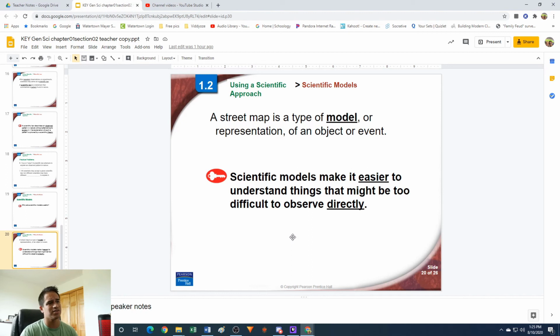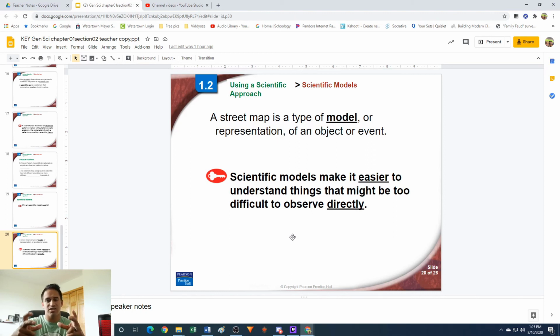But the main reason we use models is that they make things easier to understand because they're used to observe things that may be too difficult to observe directly. So for example, I can't observe a building that's in my head unless I physically build it and go, oh, that's what it looks like. But it takes lots of money and time to build a building. So I'm not going to do it until I actually know it's going to be a good thing to build.